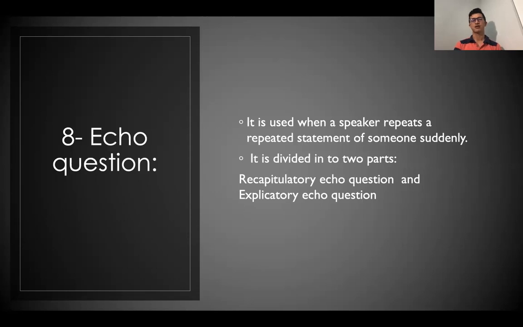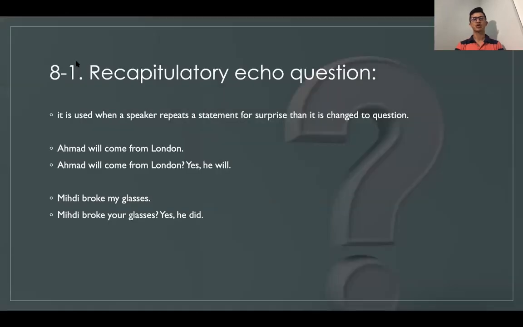You say something, someone repeats your question. It is used when a speaker repeats a statement of someone suddenly. I say something, you repeat my sentence suddenly after me. It is an echo question. But you repeat my statement in an interrogative mode, or interrogative accent, like a question. We have two types of echo question also. The first one is called the recapitulatory echo question.